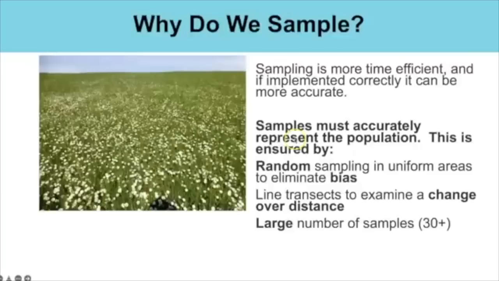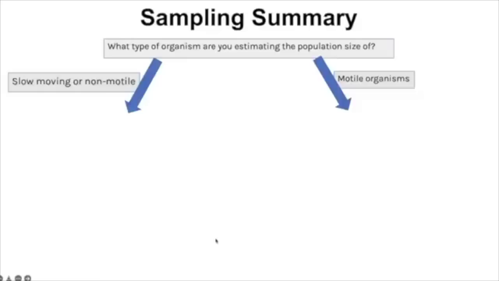But to make sure sampling is actually going to accurately represent that population size, you have to make sure that you are randomly sampling if it is a uniform area, and that's to eliminate bias. You also should have a large sample, so take at least 30 samples. Now I've got here a sampling summary just to help you see how it all links together.